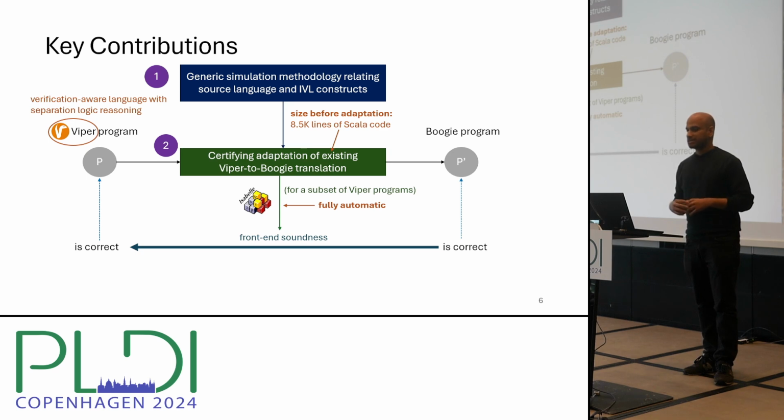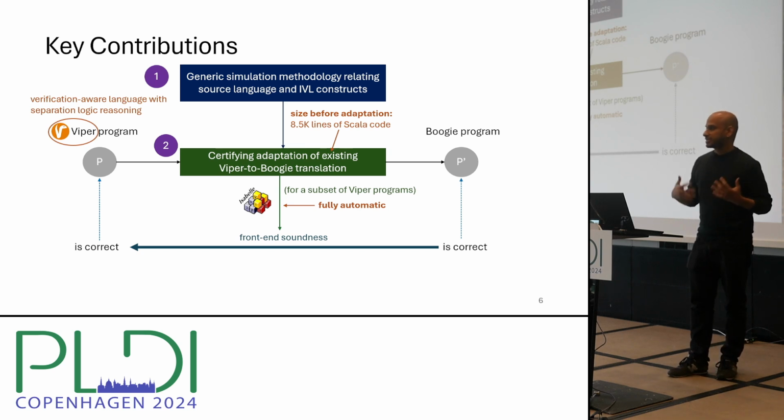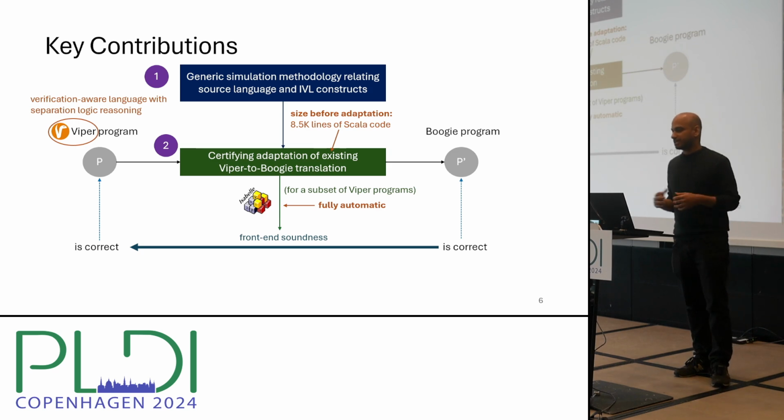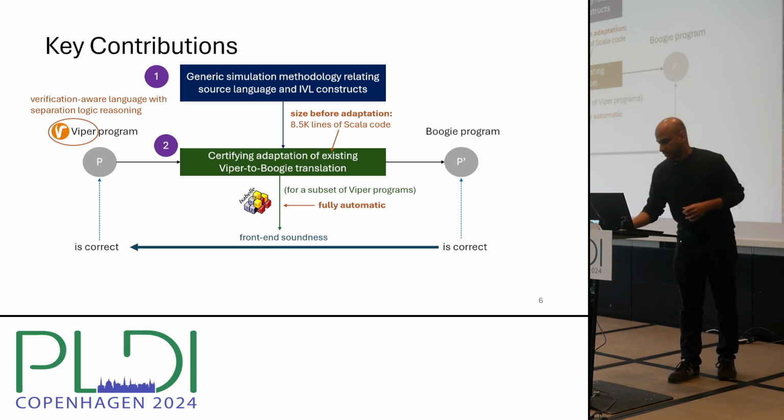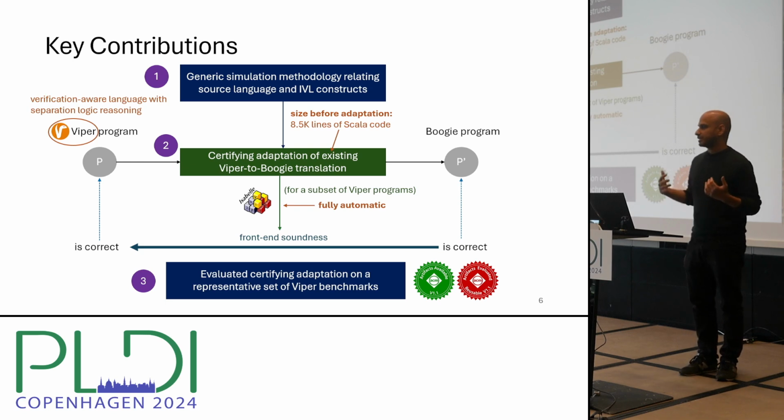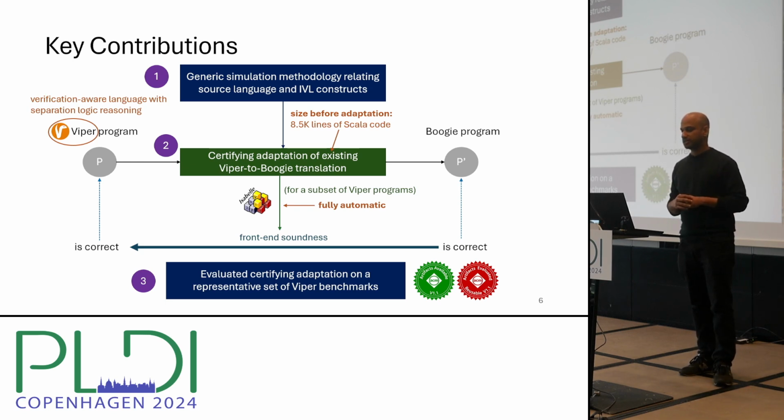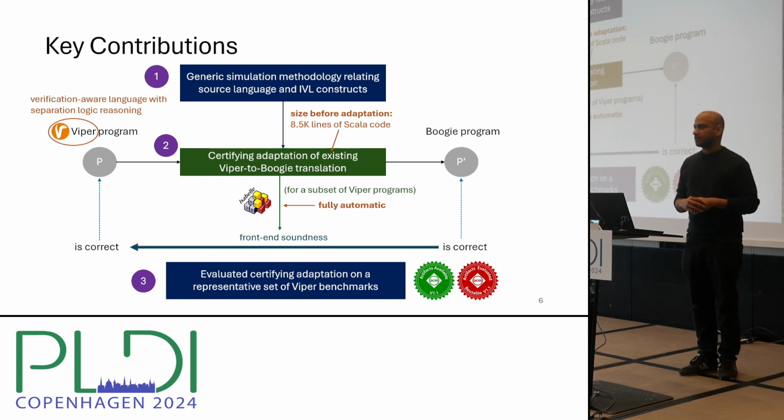And secondly, this Viper to Boogie translation is an actively maintained and used tool which existed before we did any work. Before we did anything, this was 8,500 lines of Scala code, and we left this code largely unchanged and just added code for the purpose of generating these certificates. Finally, we evaluated our certifying adaptation of the Viper to Boogie translation on a representative set of Viper benchmarks. Our artifact, which includes the certifying adaptation as well as the evaluation, is available online.